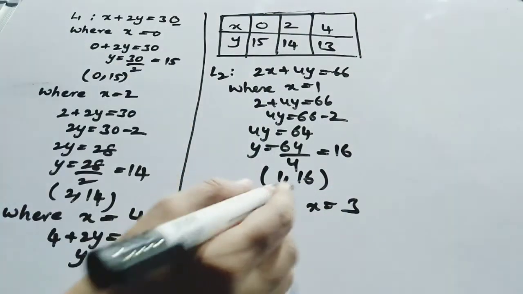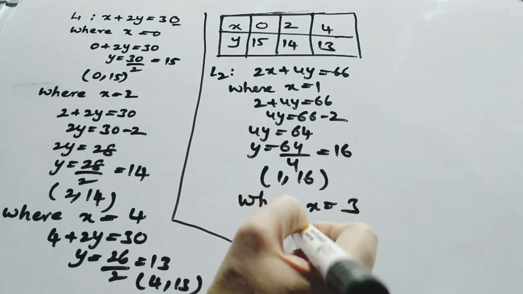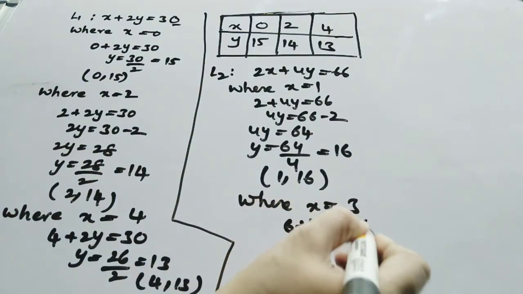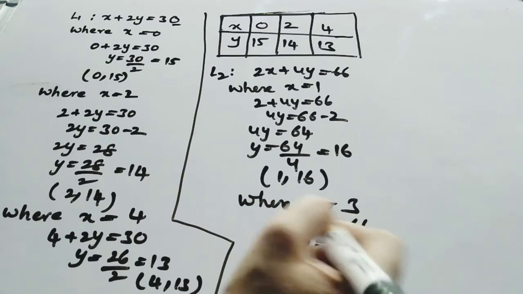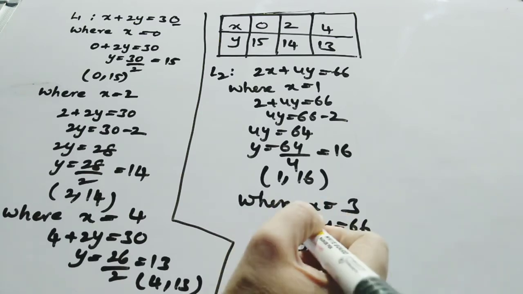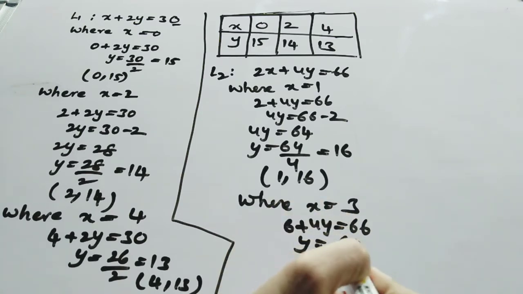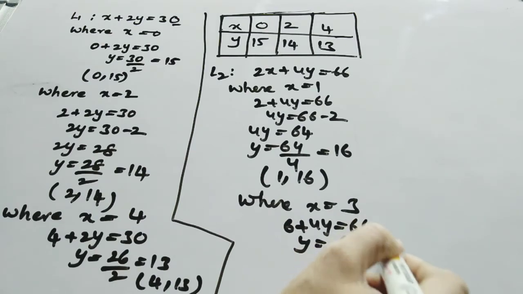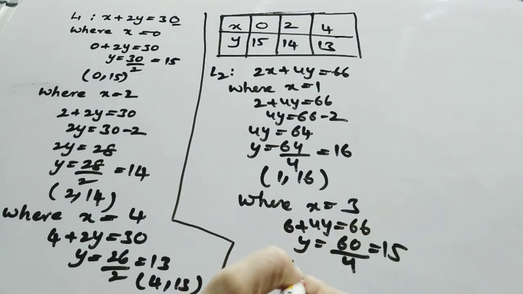Next take x equal to 3. Substitute in your equation: 2 threes are 6 plus 4y equal to 66. 4y equals 66 minus 6, 60. Shifting the 4, 60 by 4 you will get 15. What is your next coordinate? 3 comma 15.